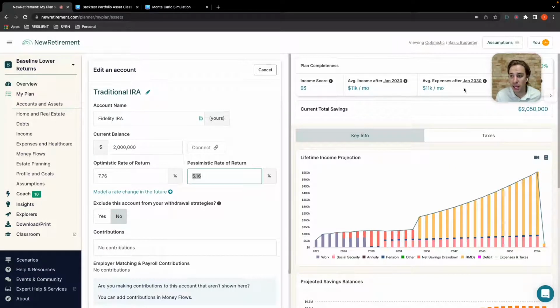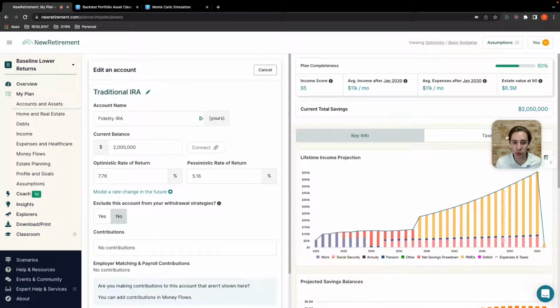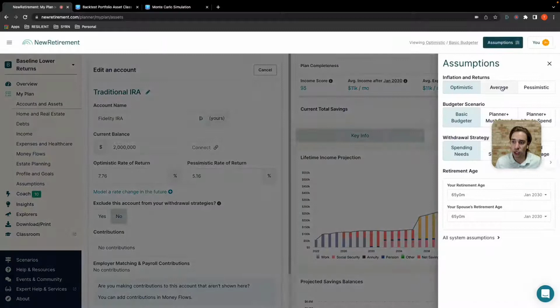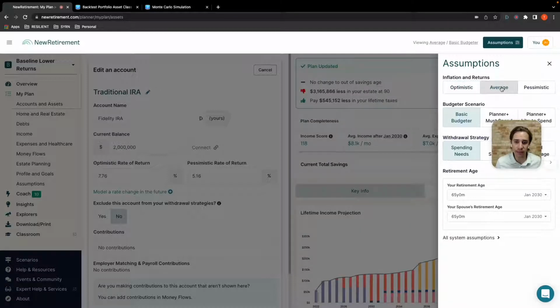Okay. And then the next step is to run your plan, run the different either optimistic, pessimistic, or an average of both. So under the assumptions, you can change whether you want to run your plan based on the optimistic numbers, based on the pessimistic numbers, or based on the average of each, which actually is pretty smart. If you want to run your plan based on the average of the optimistic and pessimistic, it'll just average it out.